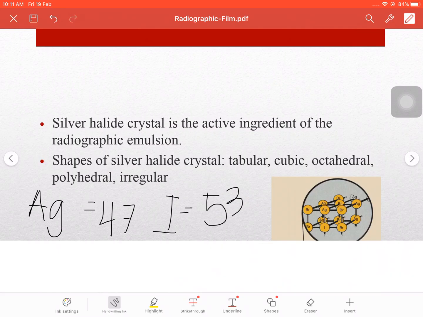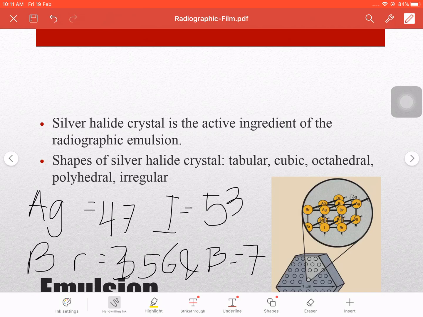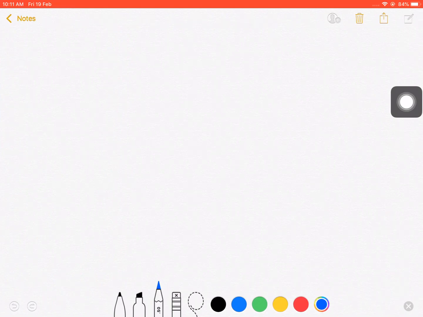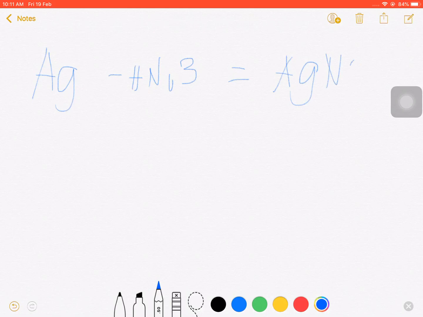So, ngayon, tingnan natin kung paano ba nagkakaroon ng silver halide crystals. Specifically, the silver bromide. Paano nagkakaroon ng silver bromide? How is it formed? Okay. So, the silver is dissolved in nitric acid to form silver nitrate. Again, this is the silver halide crystal formation. The silver nitrate is formed by dissolving the metallic silver in nitric acid.